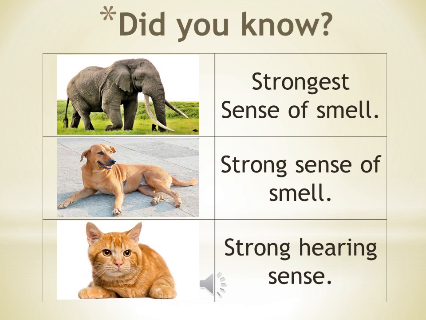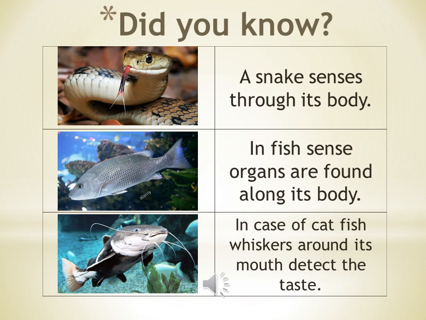And also dogs have a very good sense of smell. Similarly, cats have a very good sense of hearing. A snake senses through its body. It does not have ears, so snakes cannot hear. They are sensitive to thermal radiations emitted by the bodies of other animals surrounding it.